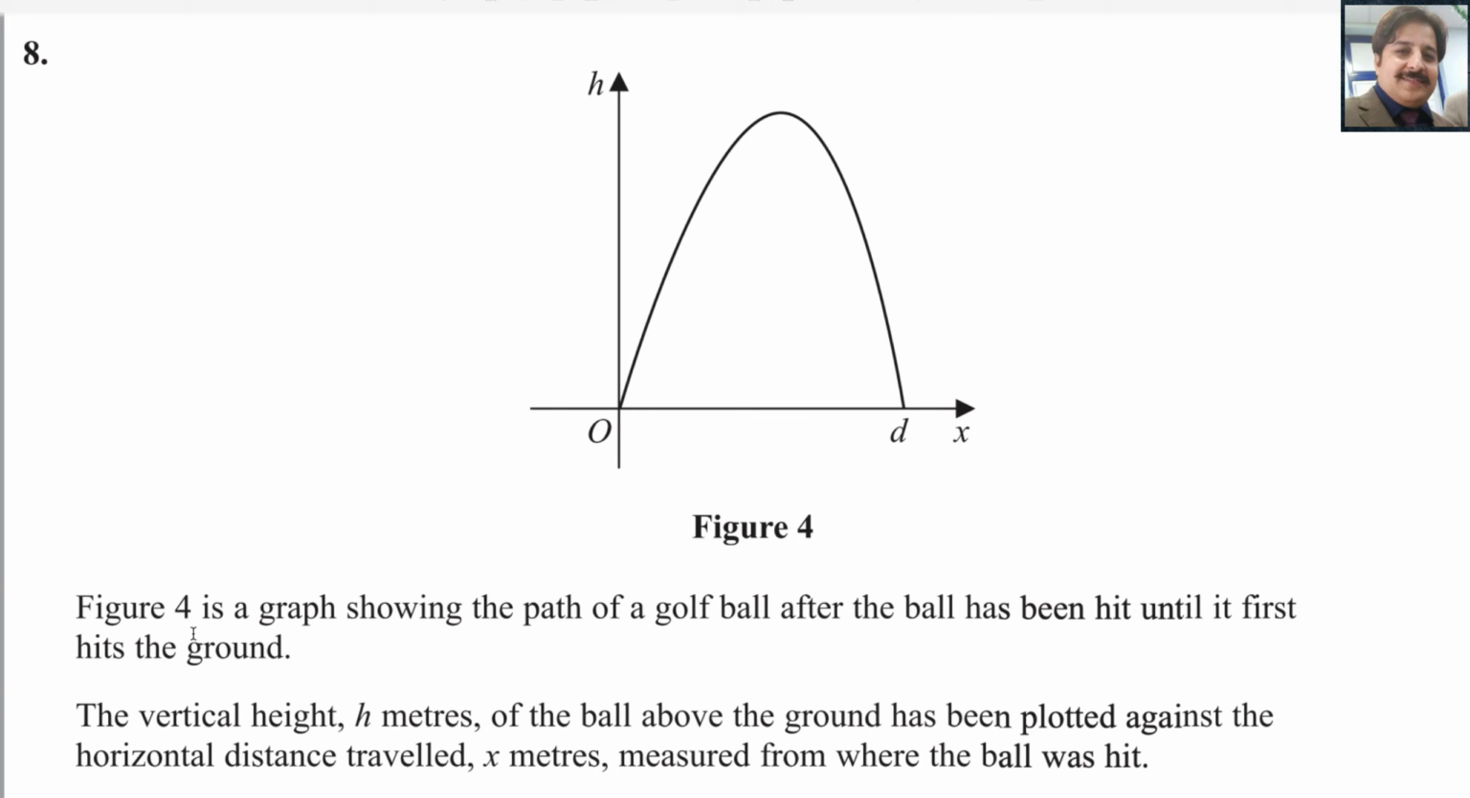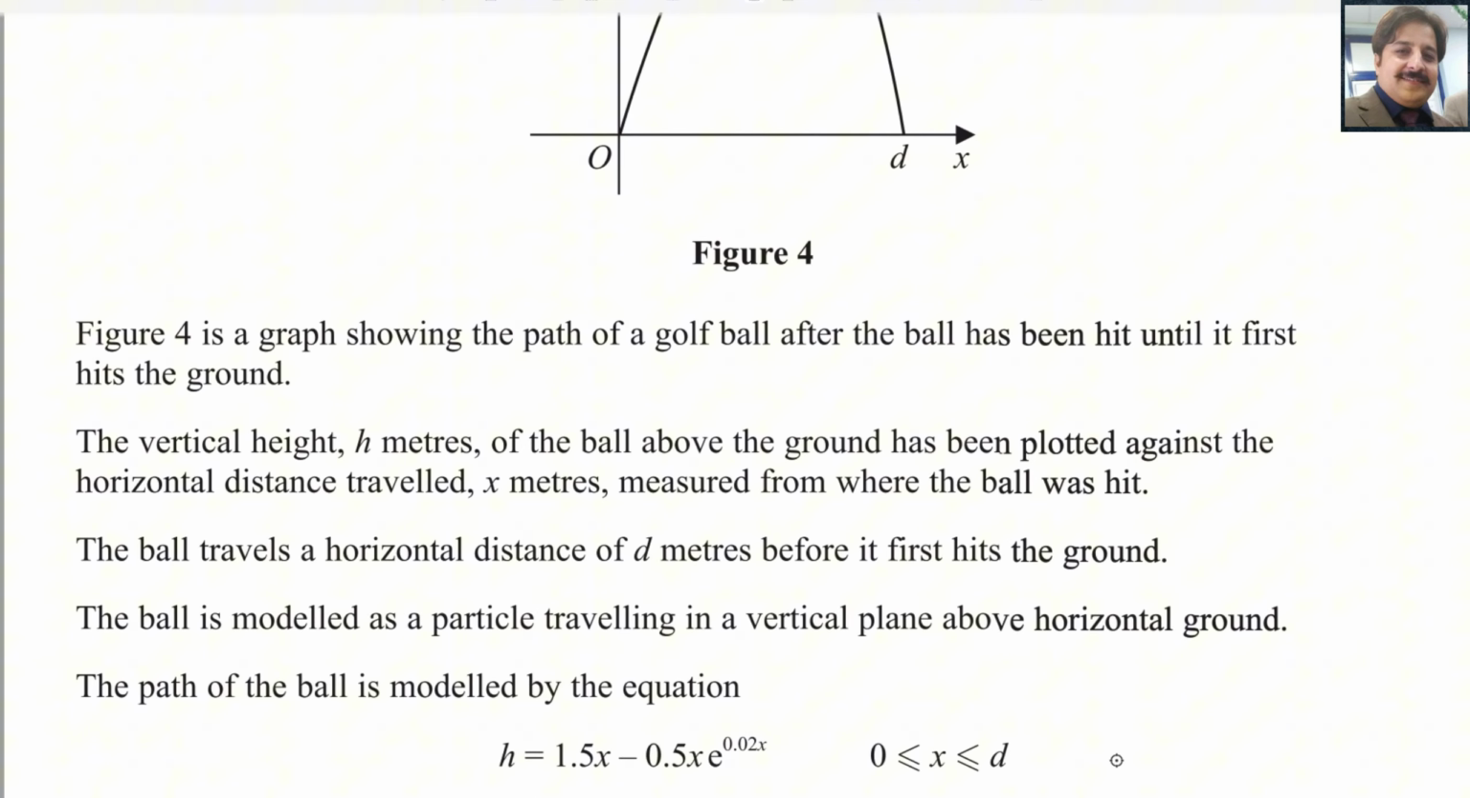Figure 4 is a graph showing the path of a golf ball after the ball has been hit until it first hits the ground. The vertical height h meters of the ball above the ground has been plotted against the horizontal distance traveled x meters, measured from where the ball was hit. The ball travels a horizontal distance of d meters before it first hits the ground.